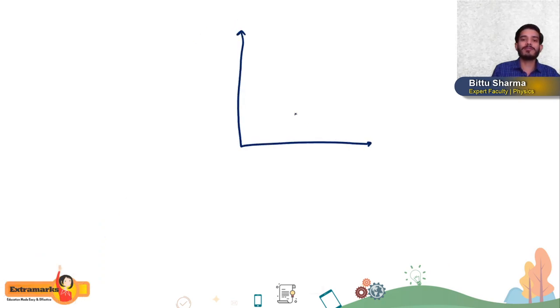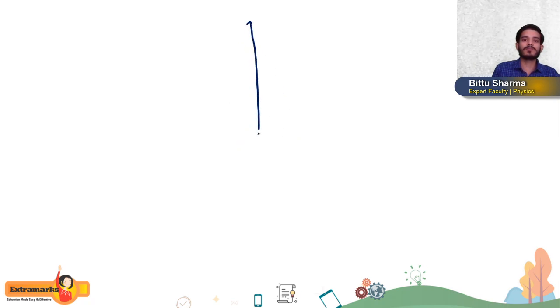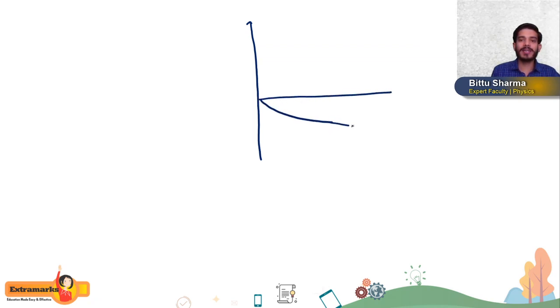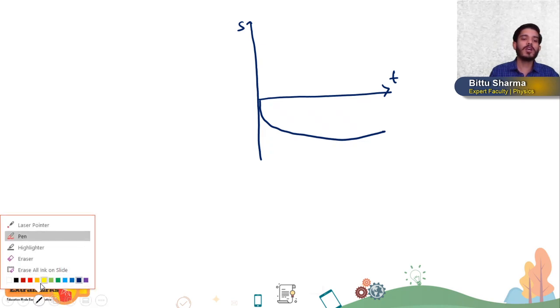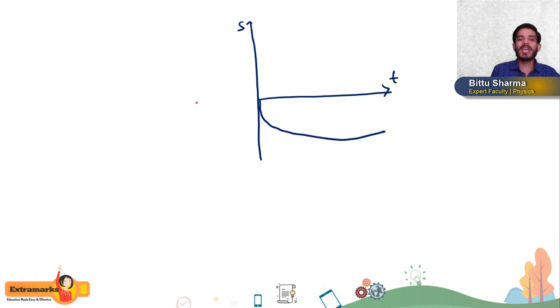Okay, here let us say I will take another graph. Let us say this graph is given to us. The graph is this, and again it's, let us say, a displacement time curve. So what we have to do, we have to read this graph, means we have to identify what kind of motion it is. So what we will do, again the same concept.